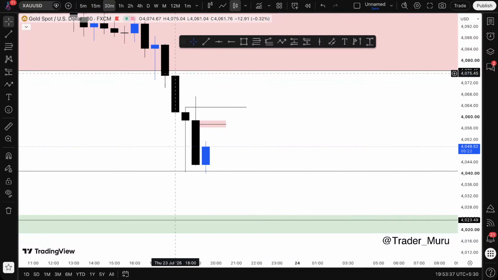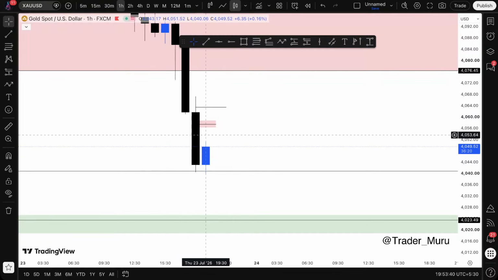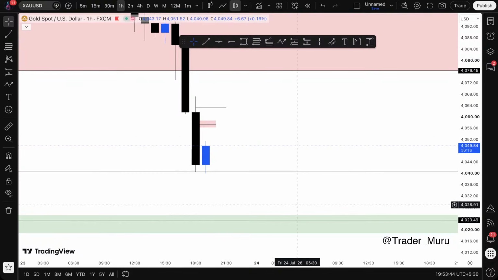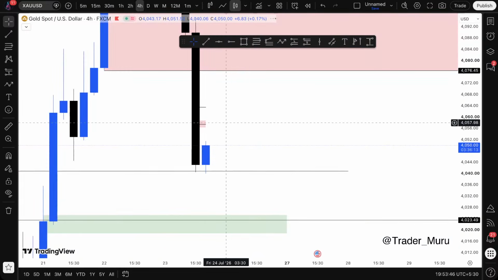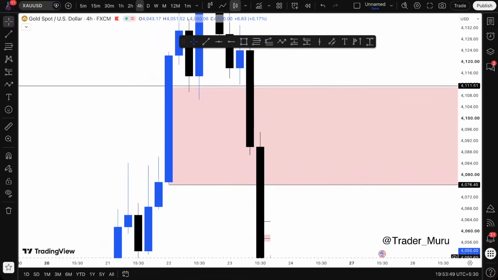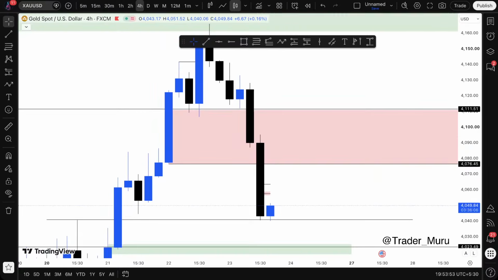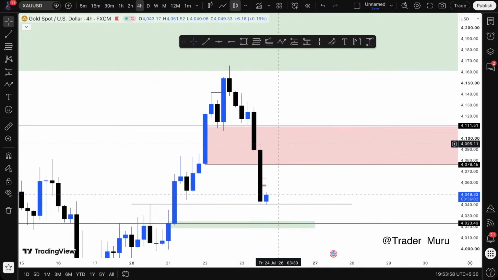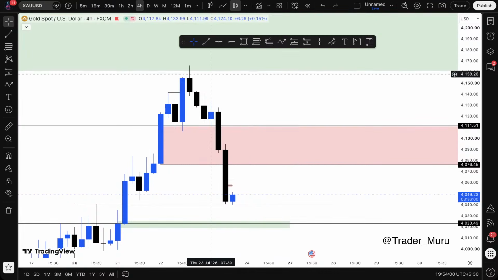Basically this range. Low sweep, high sweep, continue. 4 hour, low sweep, if high sweep, continue. So you will get your short entry from this FVG, 4095.2, 4111.